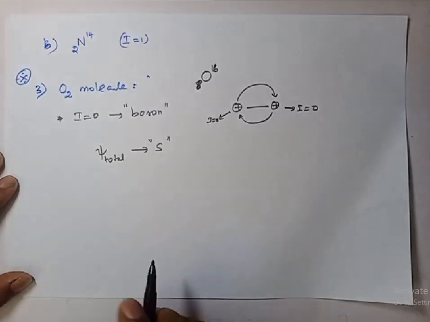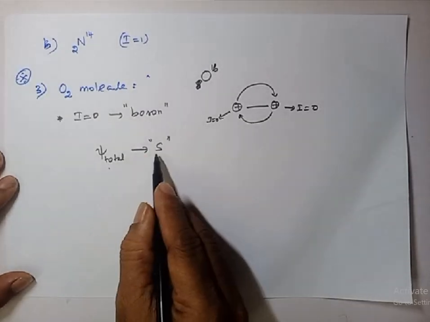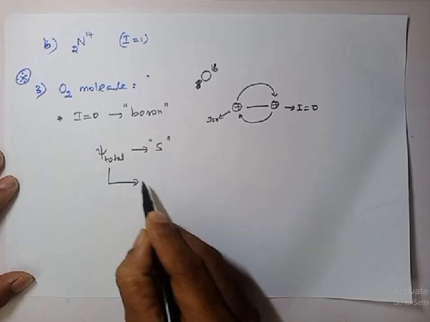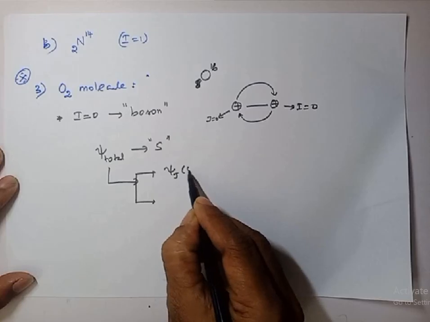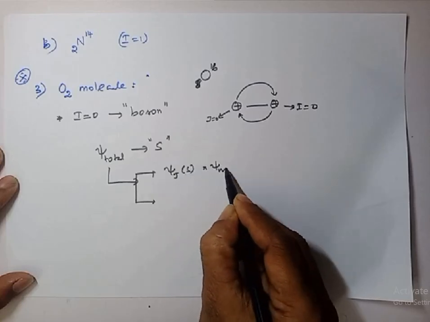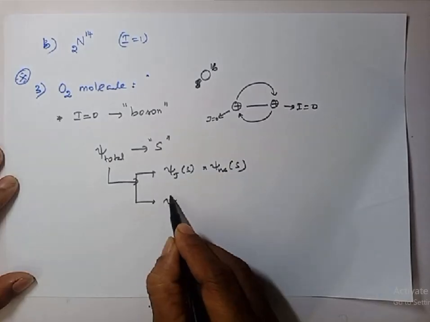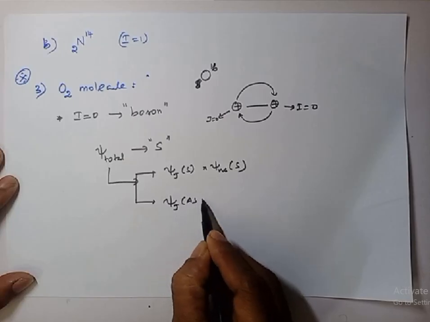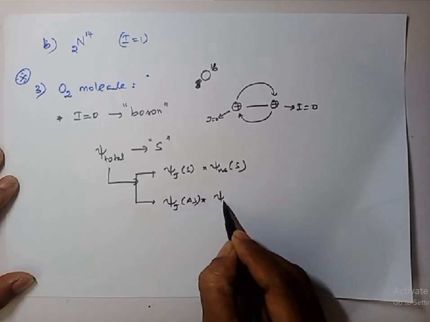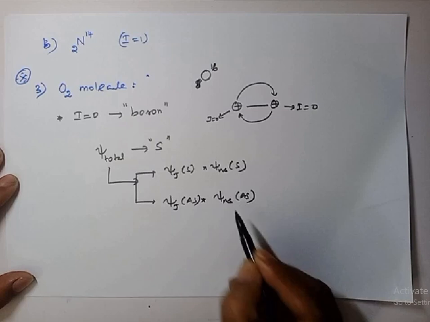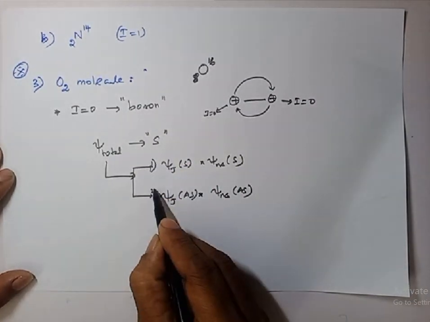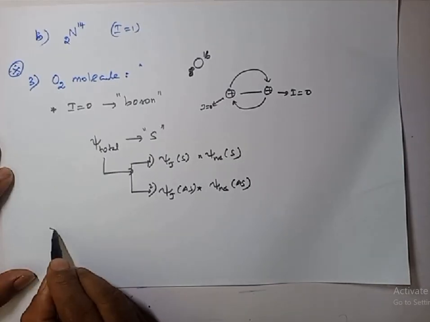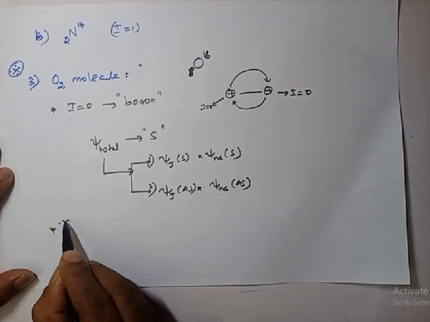This is the first point you should keep in mind. If the total wave function is symmetric, you know very well there are two possibilities. If psi J is symmetric, psi nuclear spin should also be symmetric. If psi J is antisymmetric, then psi nuclear spin should also be antisymmetric. There are two possibilities, this is 1, this is 2.